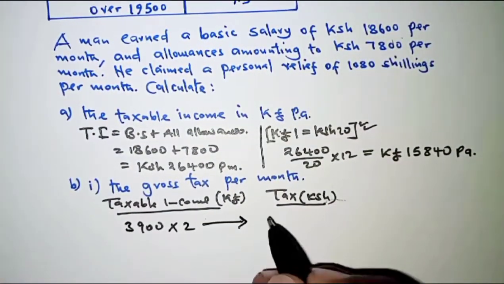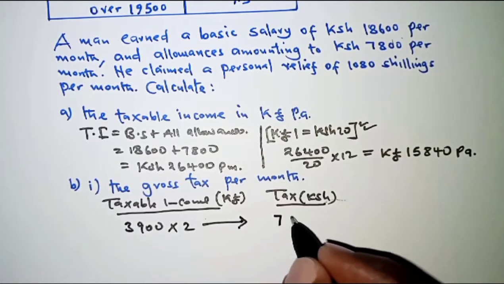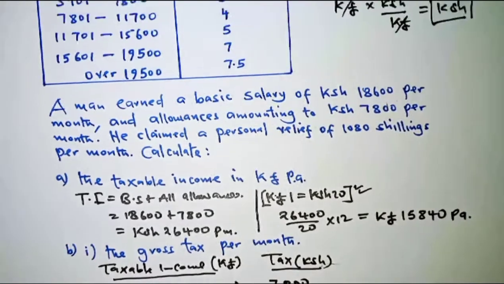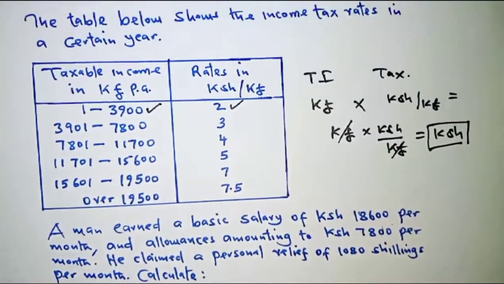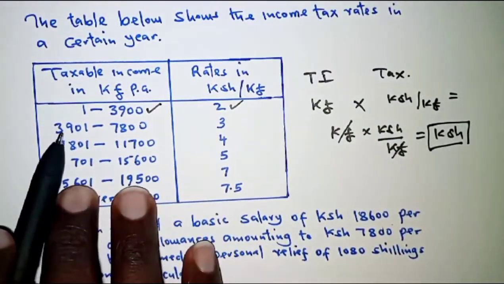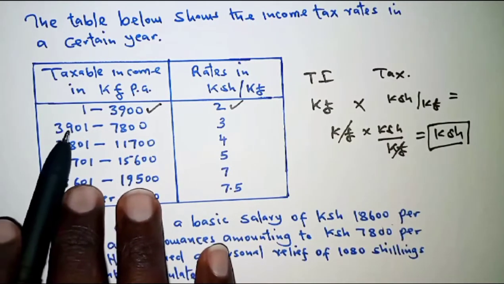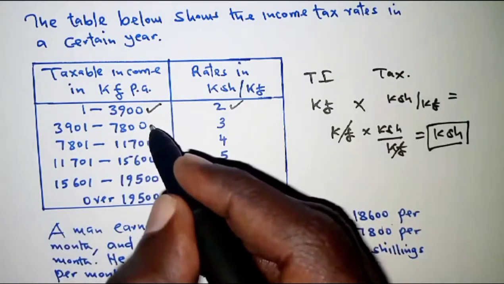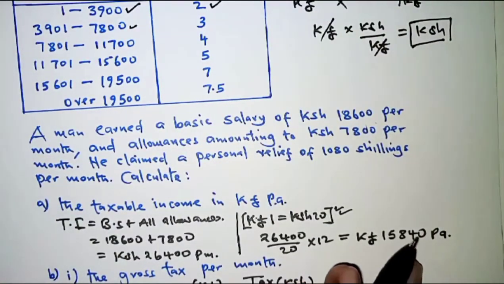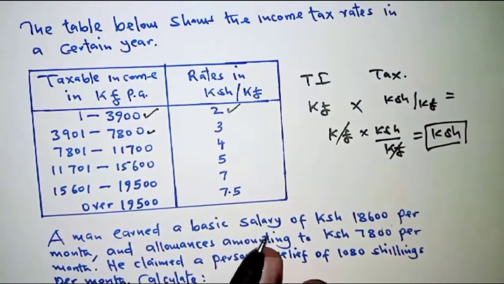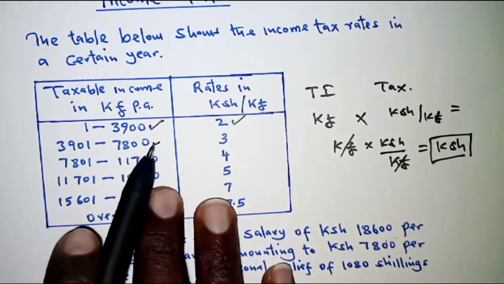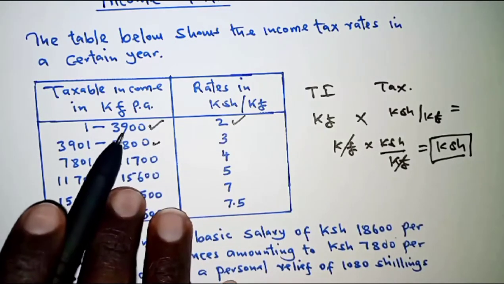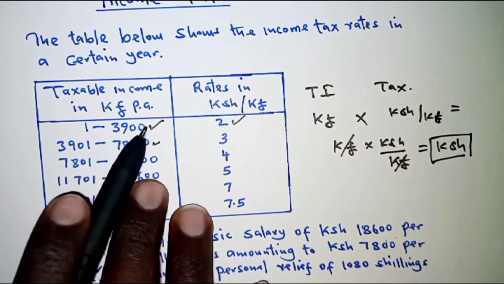And that should give us a tax of 7,800 Kenyan shillings. And then looking at the next band, we have values between 3,901 and 7,800. 7,800 is still less than 15,840. So here we are not going to use 7,800. If we use 7,800, that means we are going to calculate this first 3,900 twice.